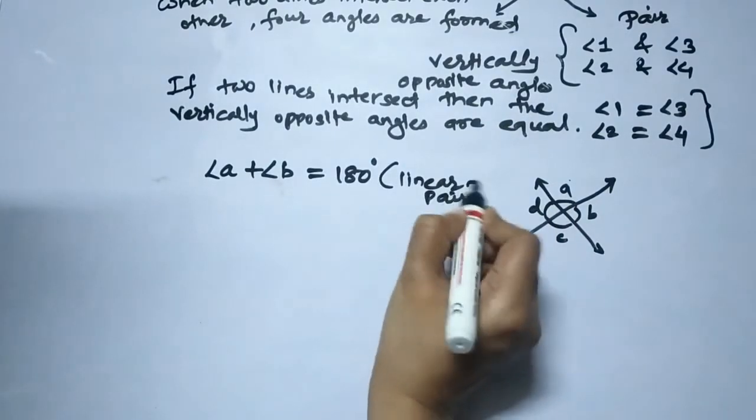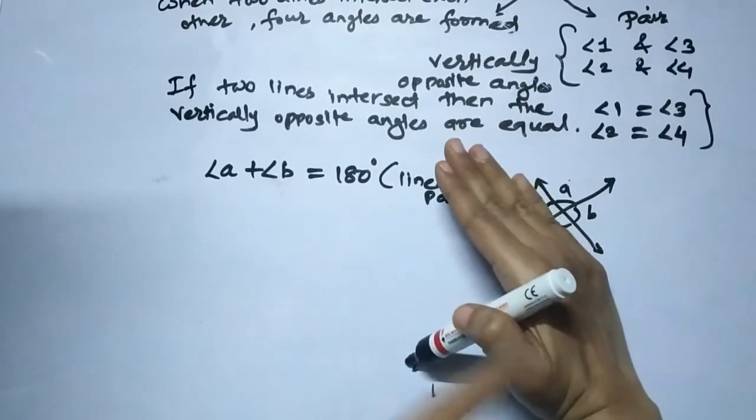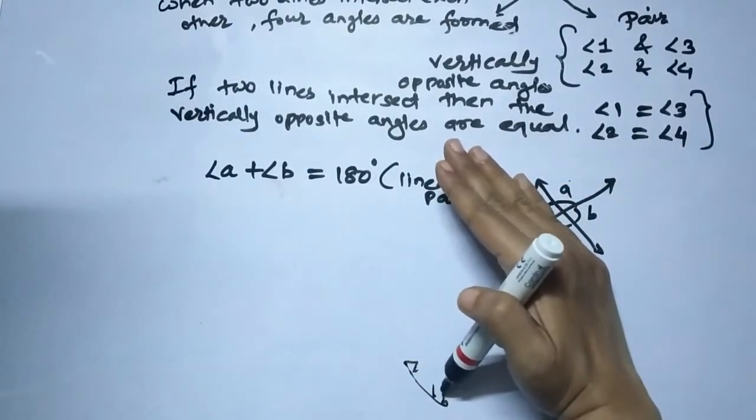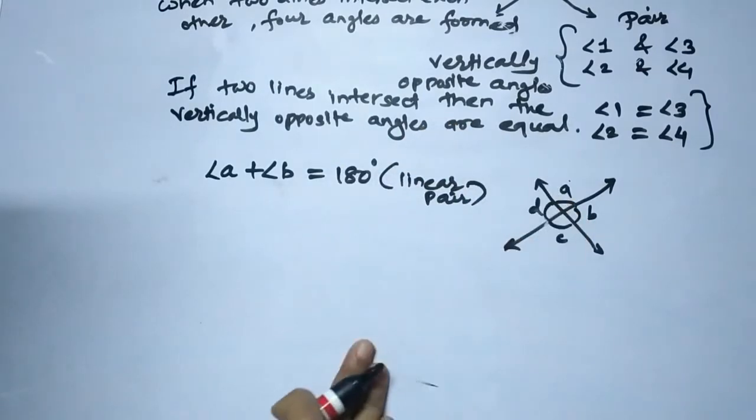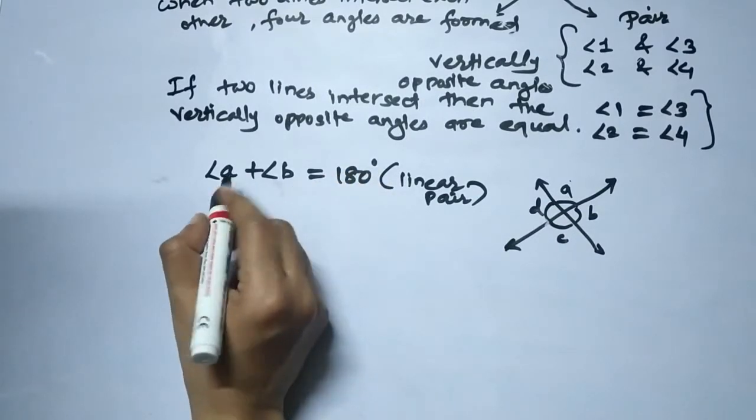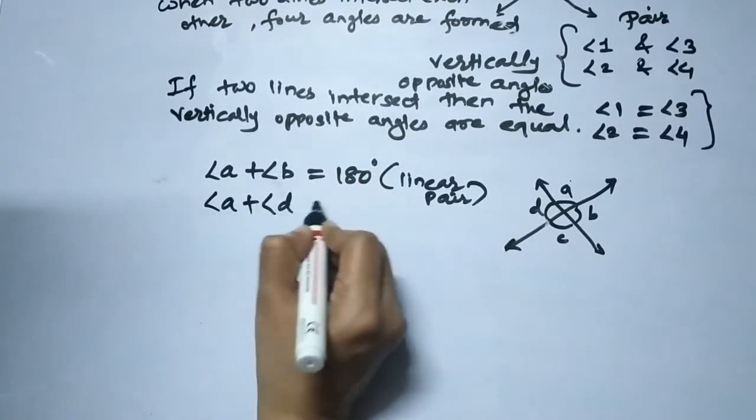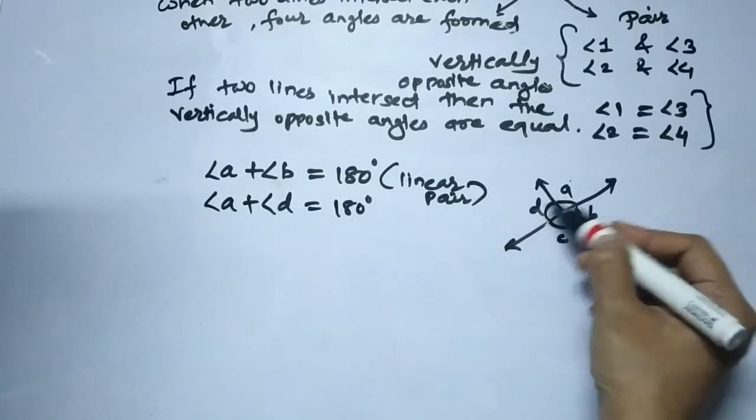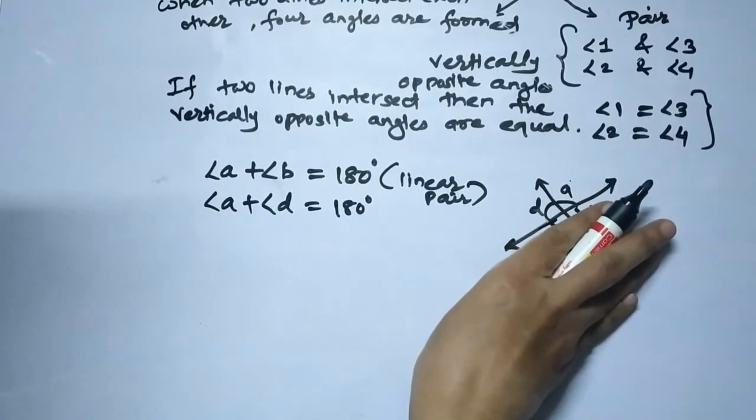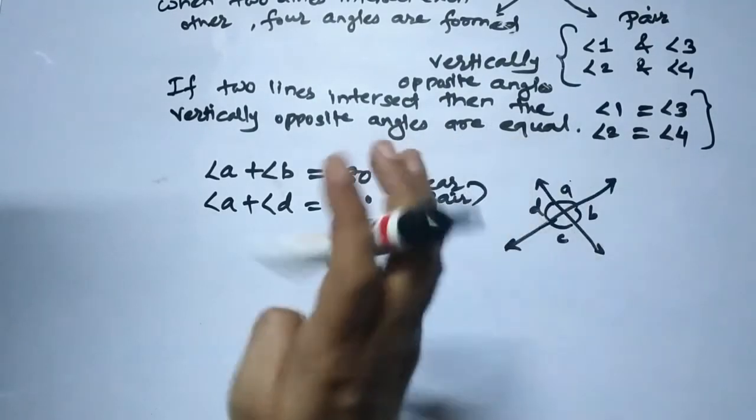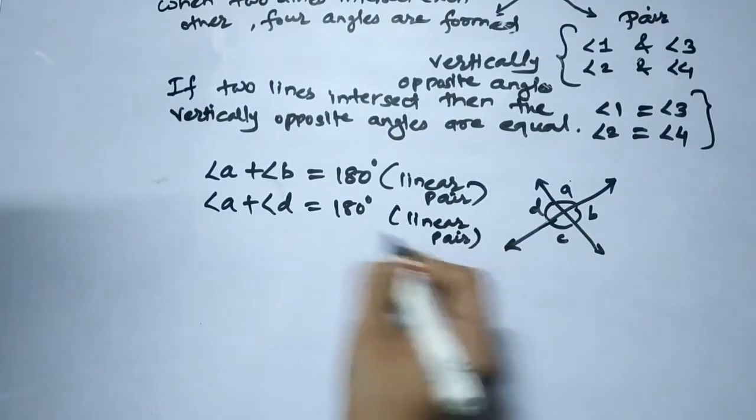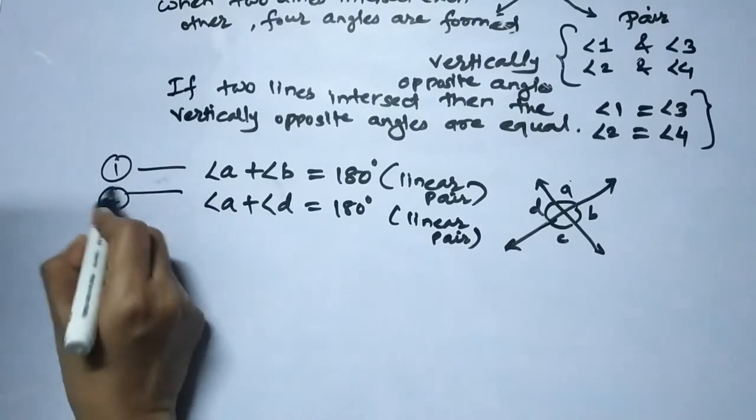A linear pair is a pair of adjacent angles having two opposite rays, one common arm and a common vertex, which means they are adjacent angles. So here A plus B is 180 degrees. In the same way, A plus D is also 180 degrees. If you observe, these angles are also a linear pair. Give it equation number 1 and equation number 2.